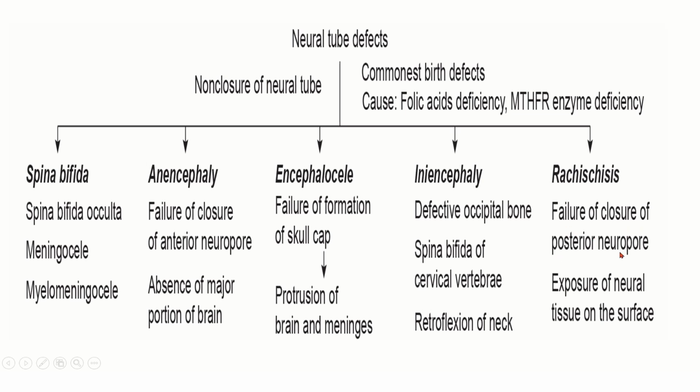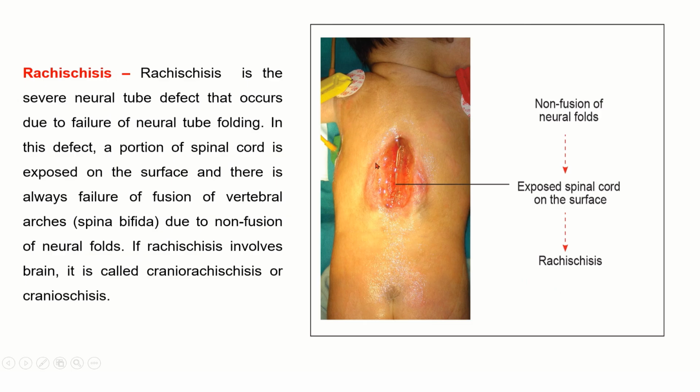Rachischisis is failure of closure of the posterior neuropore, or even the neural plate itself will remain like a plate or groove, so that there will be flat nervous tissue exposed to the surface. You can see here, this is the rachischisis. If this also involves the brain, then we call it craniorachischisis.